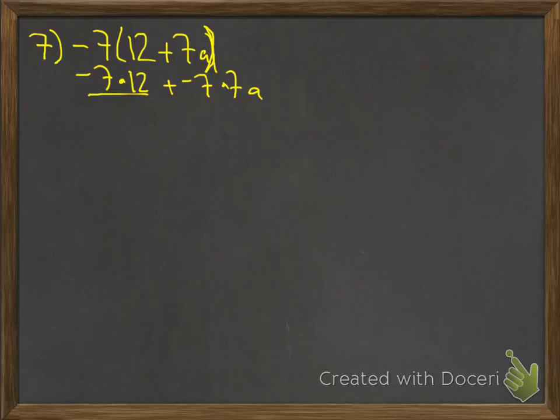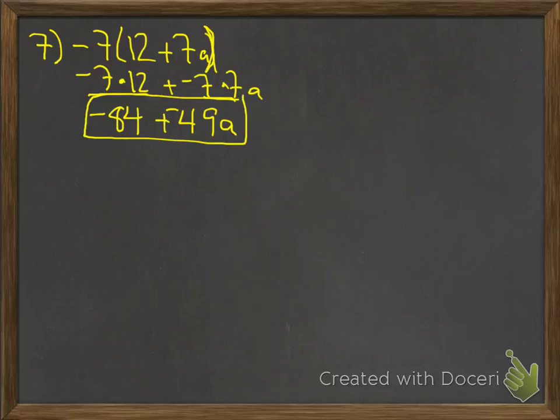Okay, negative 7 times 12 is negative 84. Negative 7 times 7 is negative 49, and I'll say plus a negative 49a. Then you're done. That's it. Nothing else to do with that. You are finished.